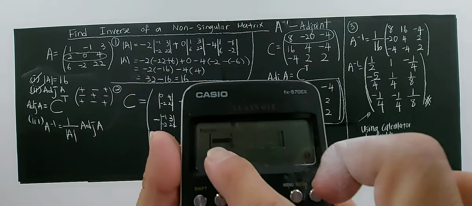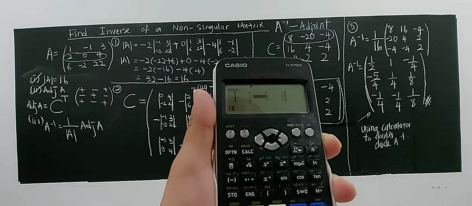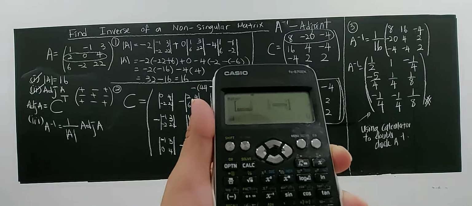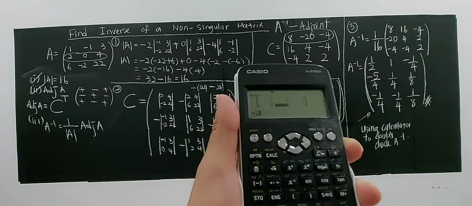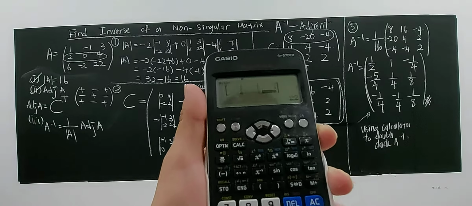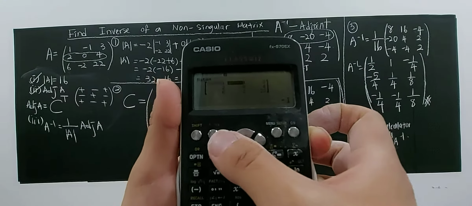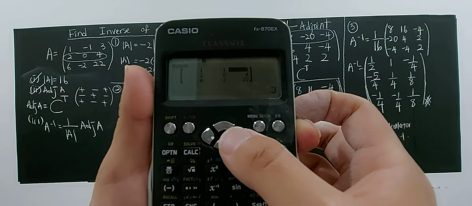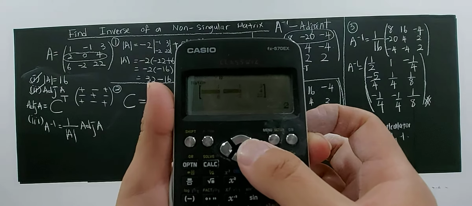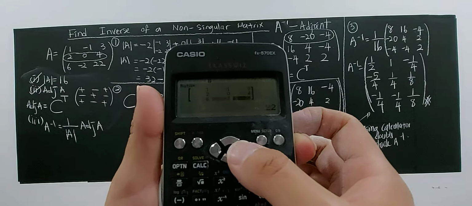Then you have your first row, right? Now go for the second row. 2 equal, 0 equal, 4 equal, right? Then 6 equal, negative 2 equal, 22 equal. Now you have already keyed in everything, right? You can double check. So 1, negative 1, 3, 2, 0, 4, 6, negative 2, 22, right?